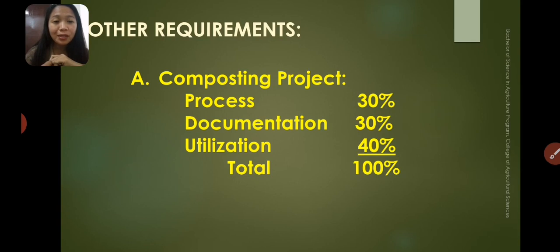And then another one, utilization. Why will I also be basing my grade on utilization? It's because I want to see that your composting project is used in your vegetable project, because the composting project and the vegetable garden are complementary. Why are you going to have your composting project? Because you will use the compost in the establishment of your vegetable garden. So it's very important that it will be established in your backyards. So it will have a total of 100%.